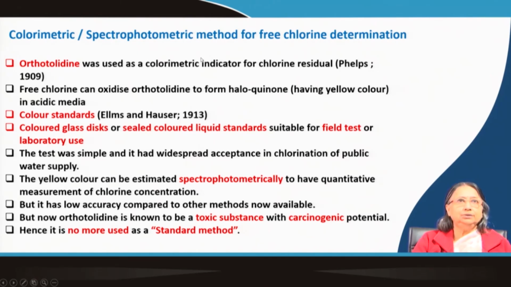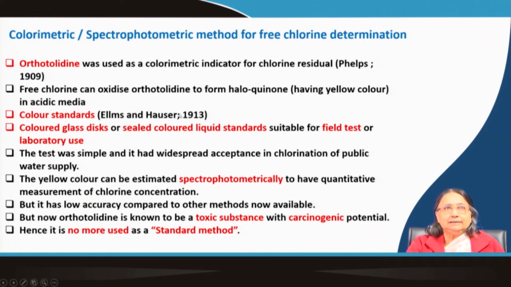So how can you do the colorimetric method? Orthotoluidine, not toluidine, which is something else, was used as a colorimetric indicator for chlorine residual. You see the year 1909, Phelps, so it is a very old method. Free chlorine can oxidize orthotoluidine to form a haloquinone. I told you that quinone sometimes has color, a yellow color in acidic media. Free chlorine can do this.